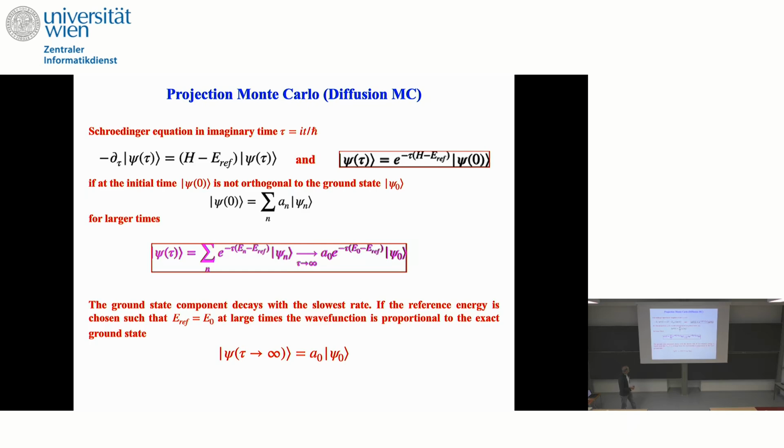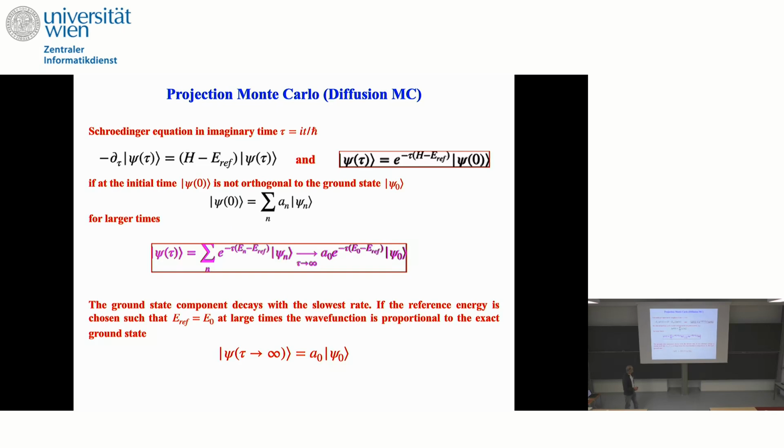And then you have, this is the Schroedinger equation with some reference energy. And so the time evolution, of course, is given by the time evolution operator acting on the state at zero time. So if at the initial time the state psi naught is not orthogonal to the ground state, then you can expand the wave function at the initial time in terms of the exact eigenstates of the Hamiltonian. And so for larger times, you just apply the time evolution operator to the states psi n, and you get the corresponding energy En.